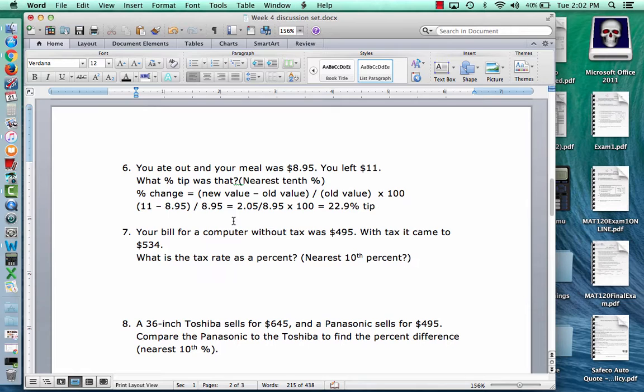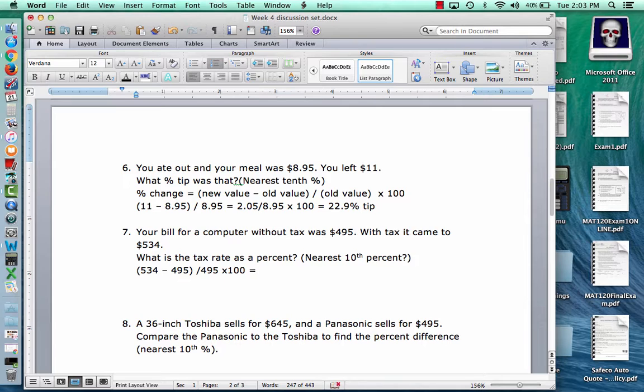Alright, it says your bill for your computer without tax was $4.95. With tax it came to $5.34. What was the tax rate as a percent? So this is the same thing. The new amount that you have to pay thanks to tax is $5.34. So we're going to take that and subtract off the $4.95 and divide by the $4.95. That was the original price. We're going to take that result times 100.